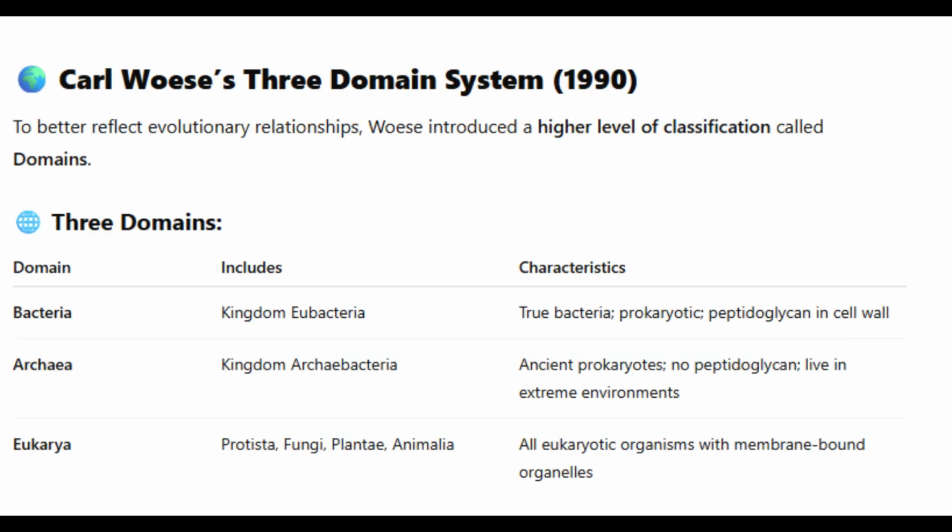Carl Woese's 3-domain system, 1990. To better reflect evolutionary relationships, Woese introduced a higher level of classification called domains. 3 domains. Domain includes characteristics. Bacteria: kingdom Eubacteria, true bacteria. Prokaryotic. Peptidoglycan in cell wall. Archaea: kingdom Archaebacteria, ancient prokaryotes. No peptidoglycan. Live in extreme environments. Eukarya: Protista, fungi, Plantae, Animalia, all eukaryotic organisms with membrane-bound organelles.